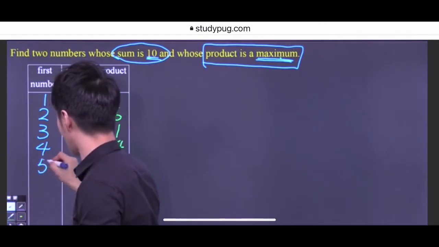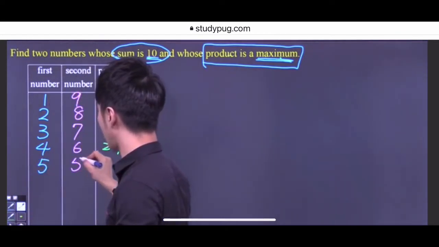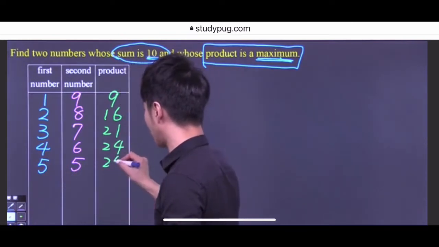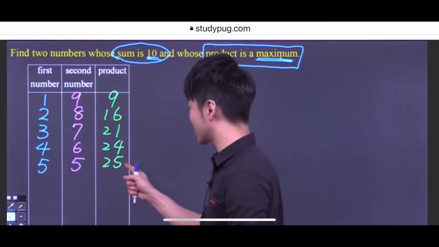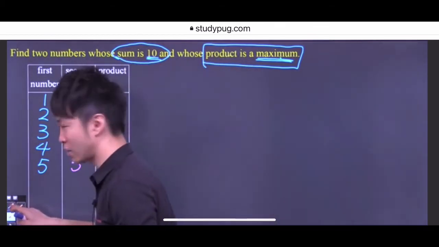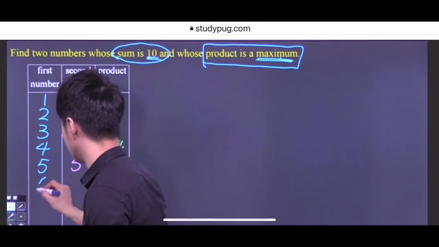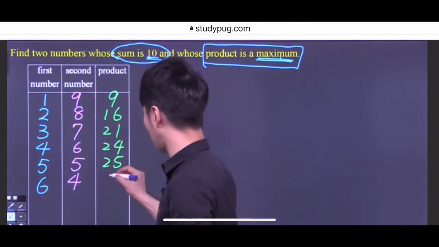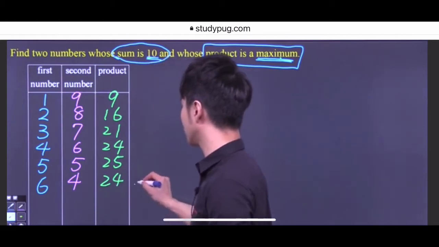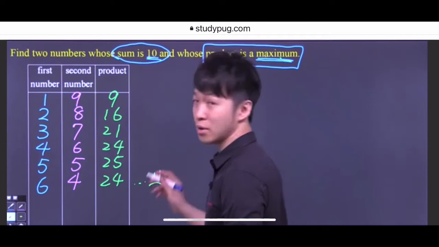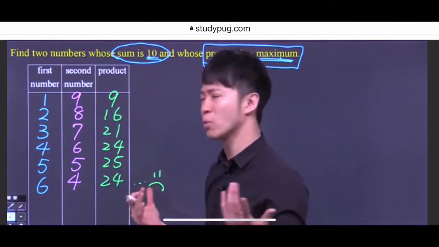Make the first number 5, second number will be 5, and the product of 5 times 5 is 25. Wow, the product is still getting bigger, so we shouldn't stop. Try another set of numbers. Make the first number 6, second number 4, and 6 times 4 will give us a product of 24. So for the first time, the product is getting smaller. We don't want that. However, let's try another set of numbers to see what happens.